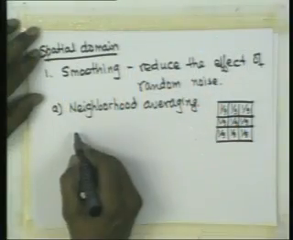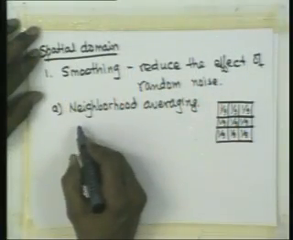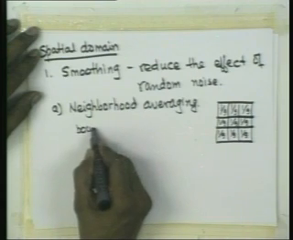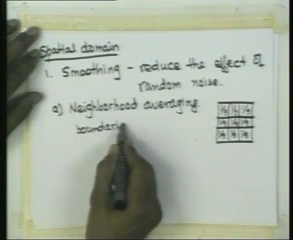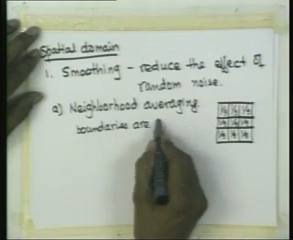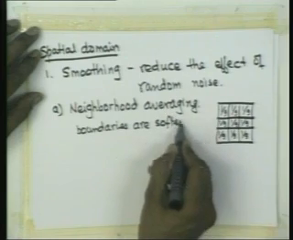So the disadvantage is that you get basically boundaries that are softer or fuzzier.